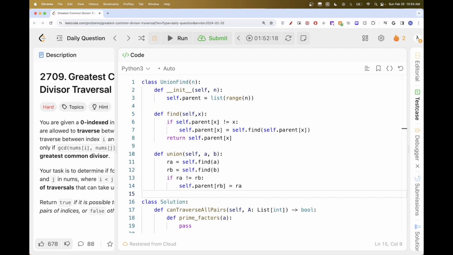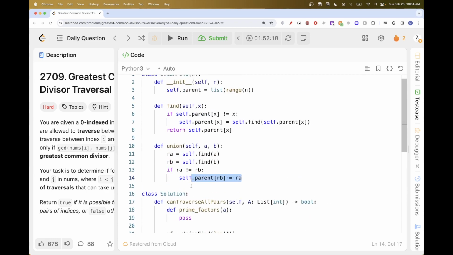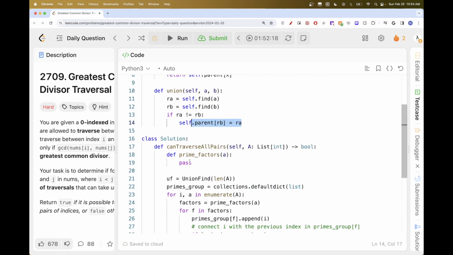So we want one of them to have the same parent as the other, to be the parent of the other one. And so let's just do it like this. Okay. And that should be it for union find. Now let's implement our prime factors.